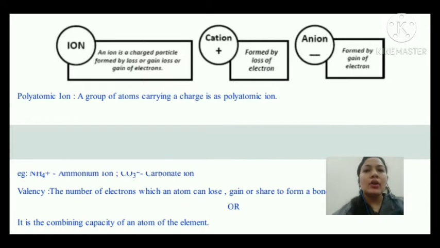So let's talk about polyatomic ions. In the same way as polyatomic atoms, polyatomic ions are there. A group of atoms carrying a charge is known as a polyatomic ion. That group of atoms which is having some charge, like I already told you, let's see an example. Like downward, if you can see the example, NH4 positive. So here the positive charge is showing that this is polyatomic. Now what is a polyatomic ion?